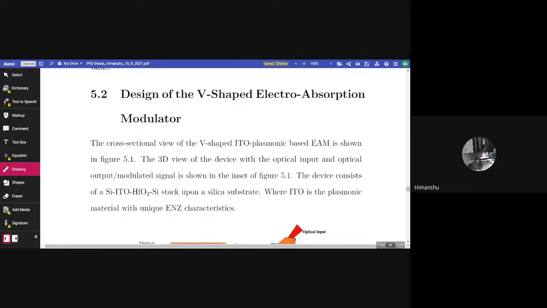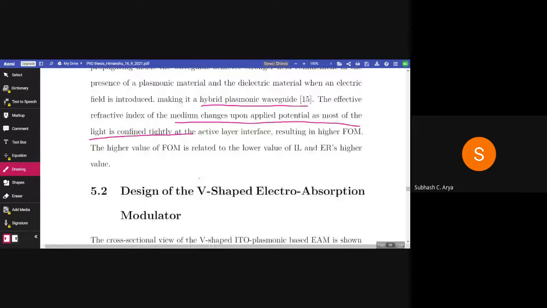Now coming to section 5.2, design of the V-shaped. Can you give a pause here? Yes, sir. Here I would like to draw the attention of all audiences.